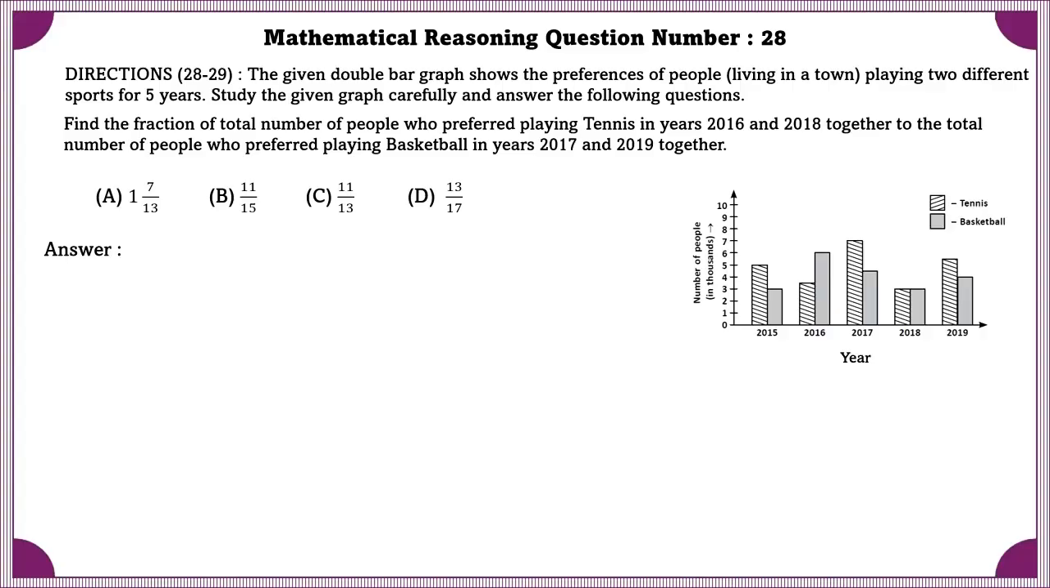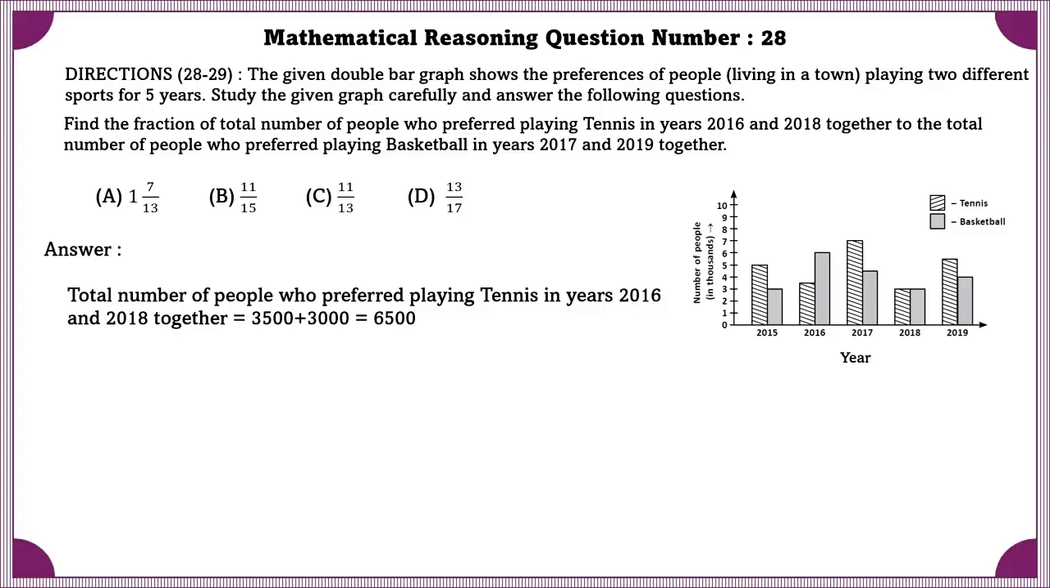The given double bar graph shows the preferences of people living in a town playing two different sports for 5 years. Study the given graph carefully and answer the following questions. Find the fraction of total number of people who preferred playing tennis in years 2016 and 2018 together to the total number of people who preferred playing basketball in years 2017 and 2019 together.